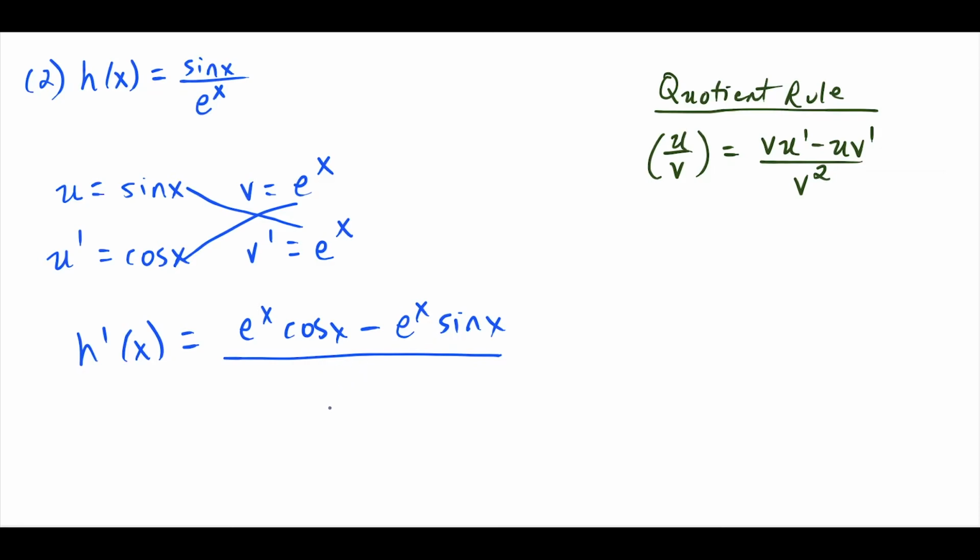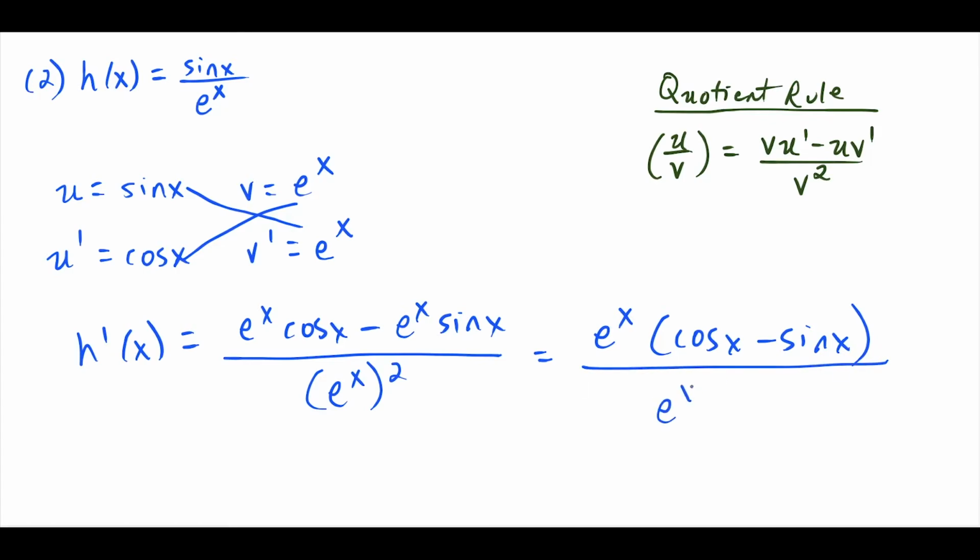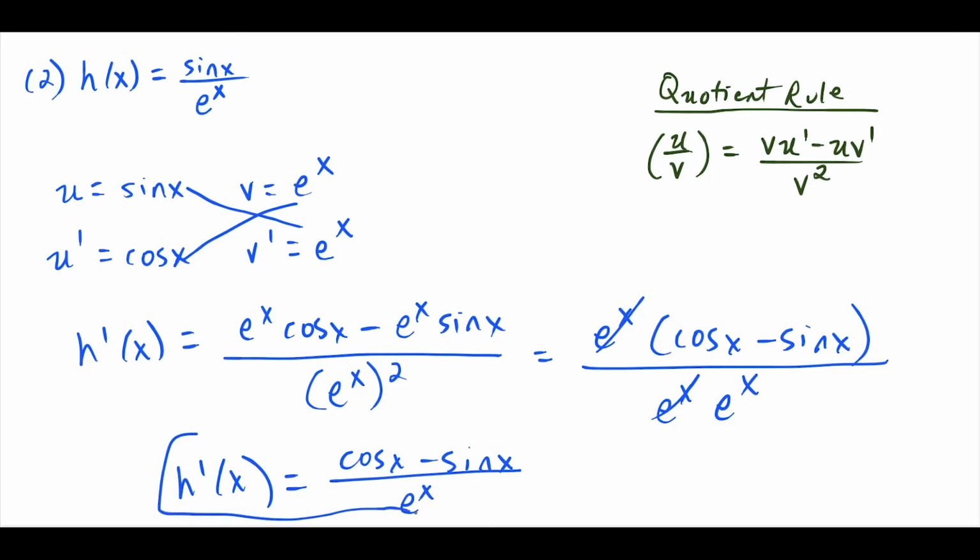So then v squared, our denominator, is e to the x, and that's being squared. And if we simplify this, on top we could factor out an e to the x, and we'll have cosine x minus sine x. And in the denominator, I'm going to write e to the x squared as e to the x times e to the x, because then it's easier to see that e to the x is going to cancel, that we could get rid of one of the factors. So then our derivative simplified, we're going to have just cosine x minus sine x all over e to the x. So this is our derivative for the next example here. We'll just make that a little neater.